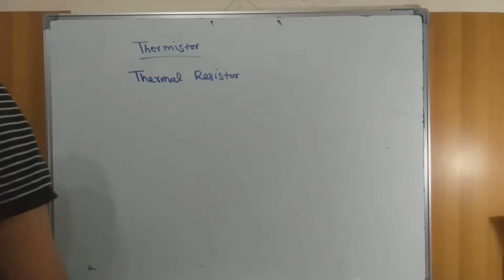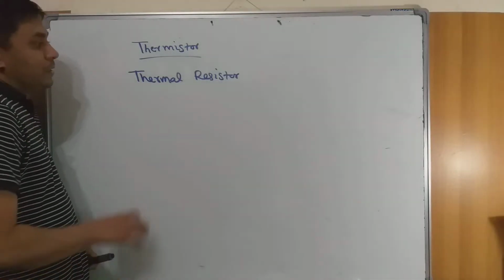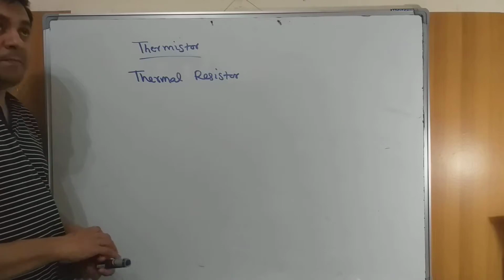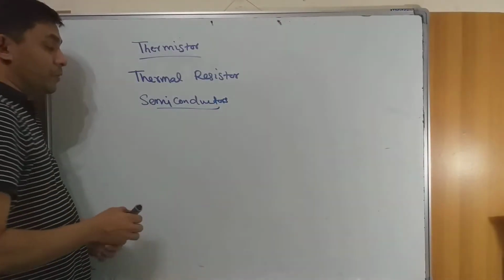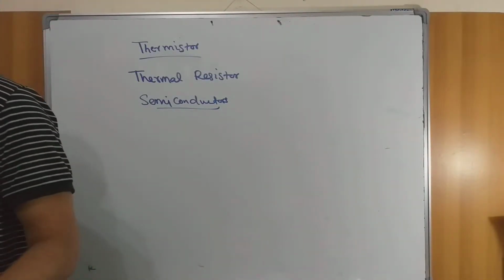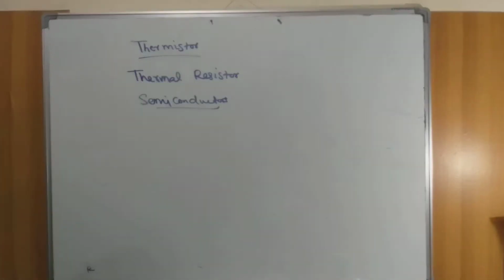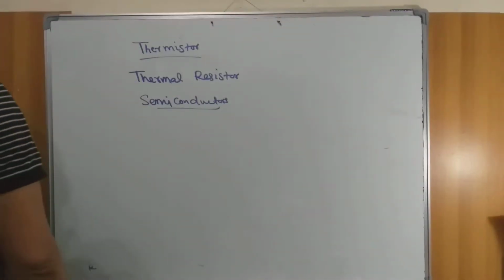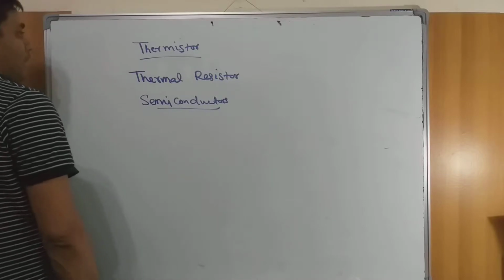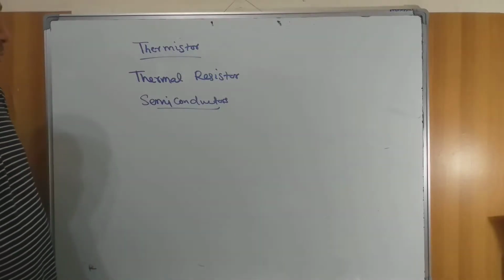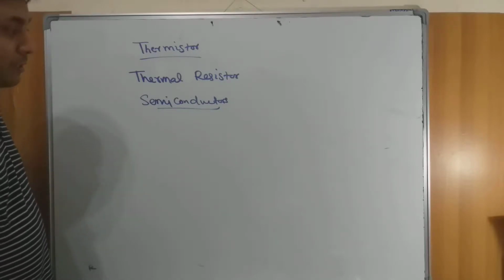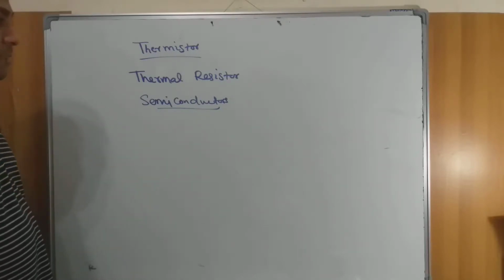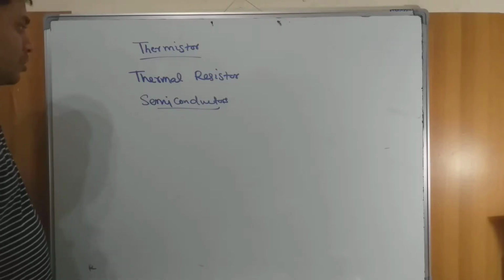Another type of transducer is the thermistor. A thermistor is nothing but a thermal resistor, but it is based on semiconductors. As we discussed before, in thermometer sensors where metals are involved, metal has a positive temperature coefficient, whereas semiconductors have a negative temperature coefficient, which means that as the temperature increases, the resistance drops.